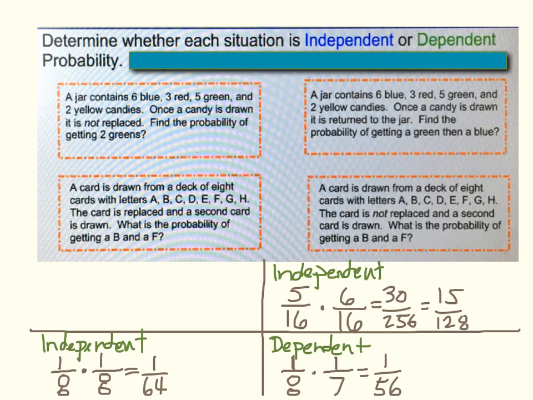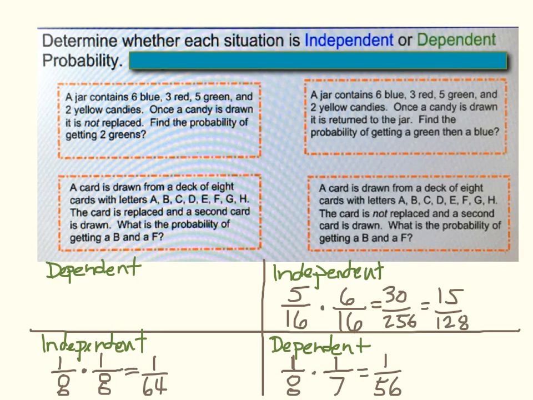Now let's look at a little more difficult problem. Here we have a jar containing 6 blue, 3 red, 5 green, and 2 yellow. It's still the same one we're over here. One candy is drawn. It's eaten, so it's not replaced. Find the probability of getting 2 greens. Well, this is definitely a dependent event.